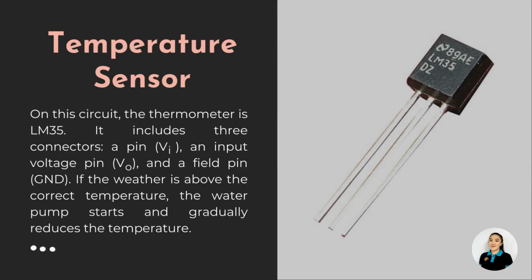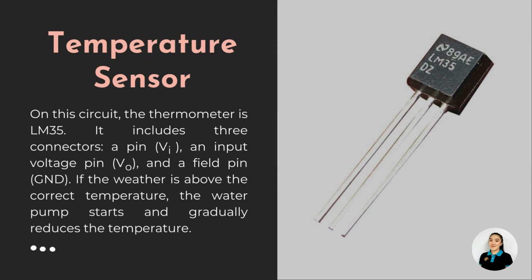Next, we have temperature sensor. On this circuit, the temperature sensor is LM35. It includes three connectors, a ground pin, an input voltage pin, and a field pin. If the weather is above the correct temperature, the water pump starts and gradually reduces the temperature.